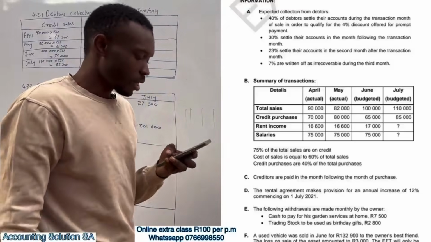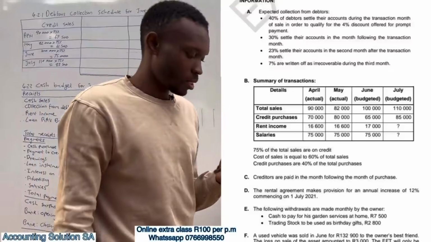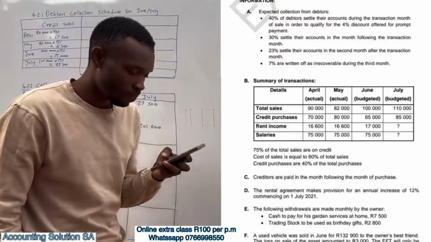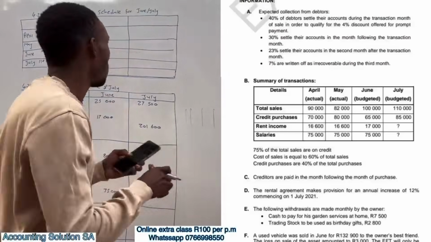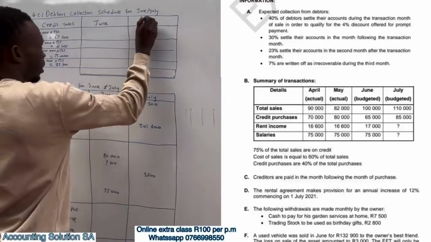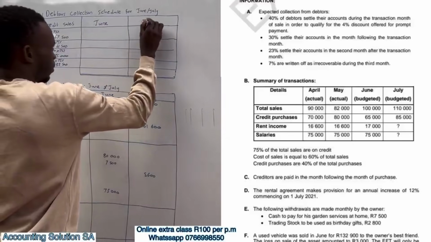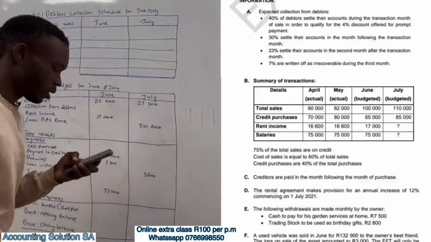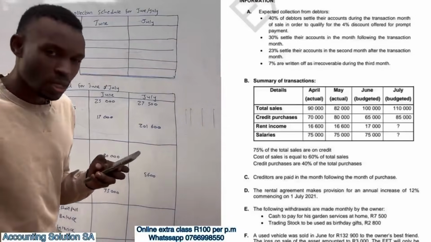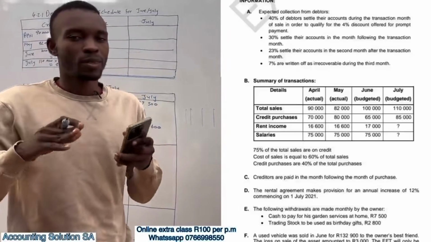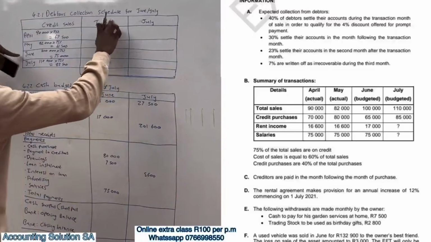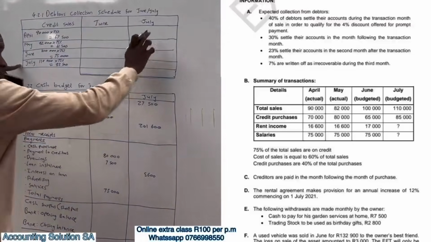The next part, they said expected collection from debtors. 40% of debtors settle their account during the month of sales in order to qualify for a 4% discount. We want collection now for June and July. Okay, let's use this collection percentage. They say 40%, we are going to collect it in the same month. Same month simply means that if we are in June, it's going to match June. If we are in July, it's going to match July.